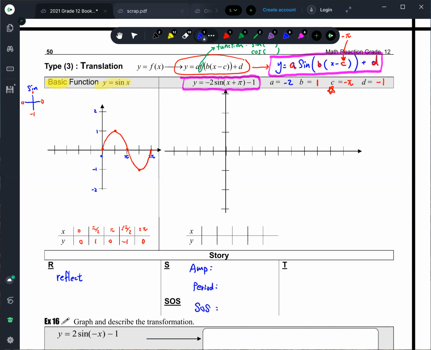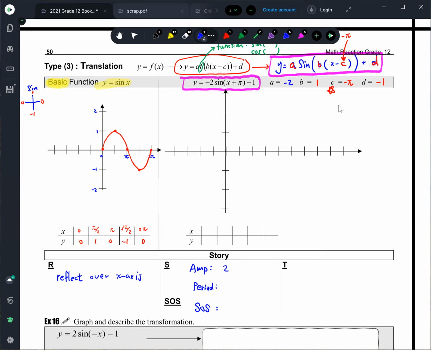Okay, Eric, what's the R? It's over the x-axis, right? Yeah, over x-axis. Okay, because A is negative. Right, next part, Waylon, amplitude. I got 2. 2, very good. So you need to make the A positive, you get the amplitude.